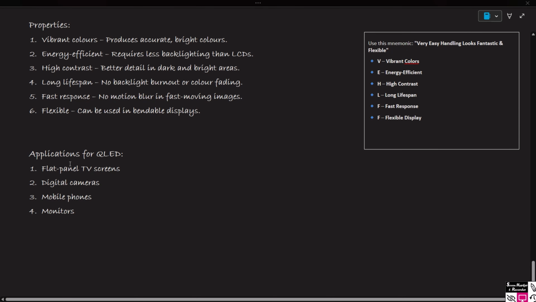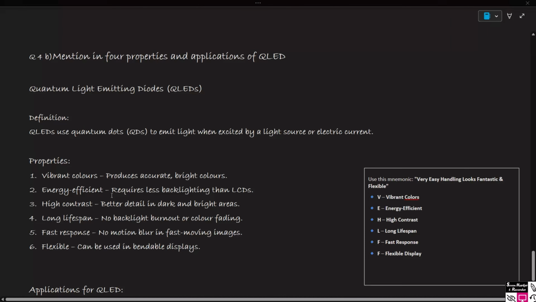Here the applications are pretty similar: flat TV panels, digital cameras, mobile phones, monitors. And the difference between QLED and OLED is the brightness. In OLED, we get approx 300 to 400 nits of brightness, whereas in QLED, we get 1000 to 4000 nits of brightness. There is a mnemonic to remember these properties: Very Easy Handling Looks Fantastic and Flexible. We take the first letters of every word: vibrant colors, energy efficient, high contrast, long lifespan, faster response, flexible display.